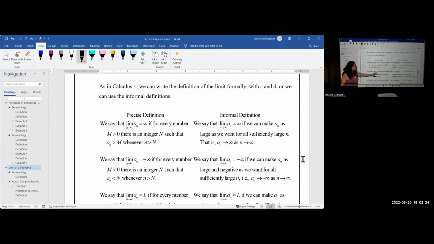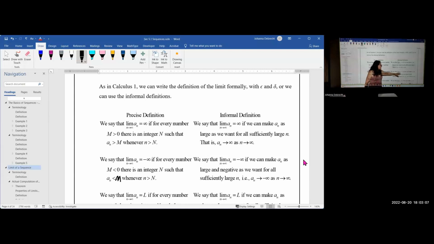And we have a similar definition of the limit of a sub n going to negative infinity. If for every number m less than 0, there's an integer N, this is a subscript value, such that the term of the sequence is less than m whenever n is greater than N. And that should be an m there. So I'm going to have to fix that in the notes. That should be a sub n is less than m whenever n is greater than N, right?